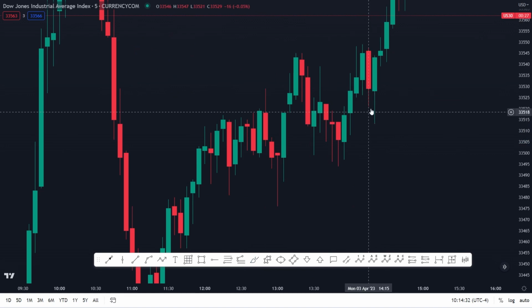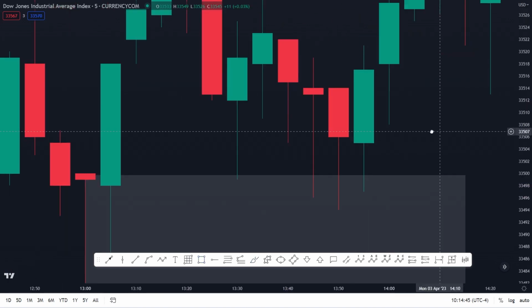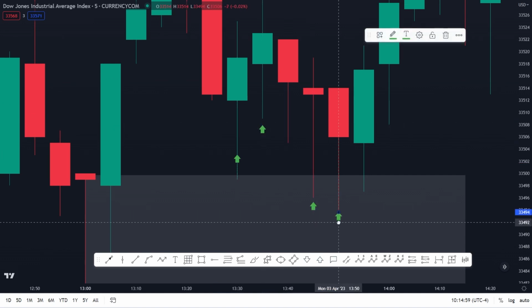This is messy, guys. It's very messy. I'll redraw the zone again. You can see that the market was just rejecting this zone here. Rejection number 1, 2, 3, and a 4, and a 5.